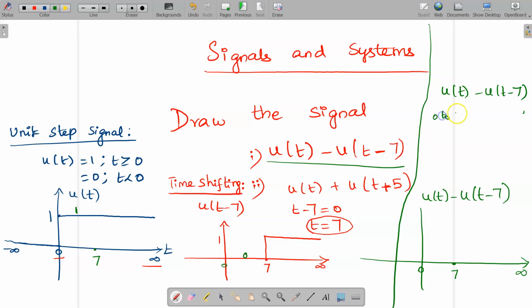So for t from 0 to 7, u of t value is 1, and u of t minus 7 value is 0. So u of t minus u of t minus 7 is 1 minus 0, which is nothing but 1. So for 0 to 7, the amplitude remains 1, like this.